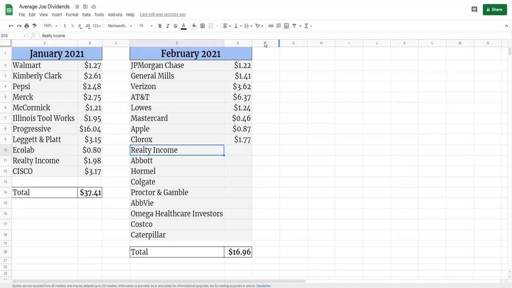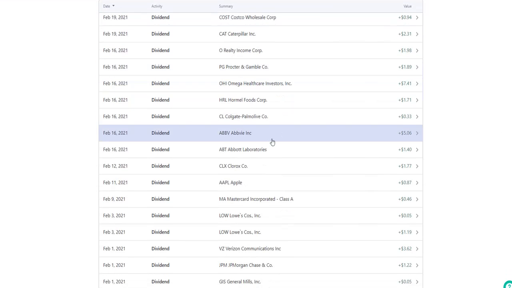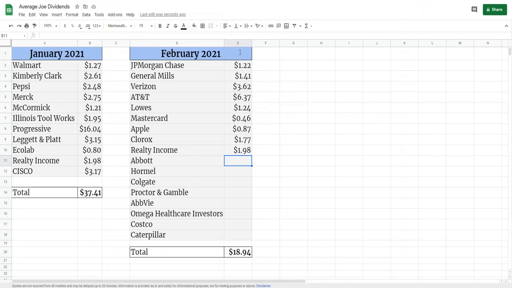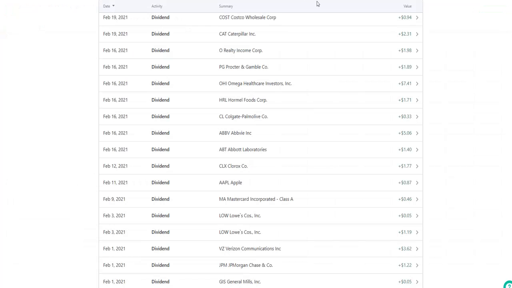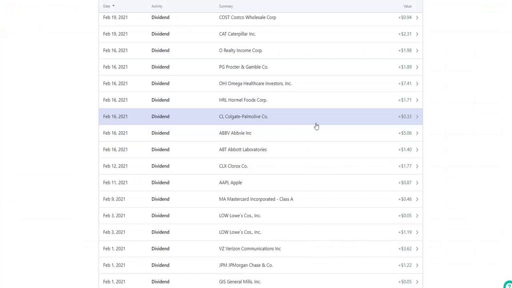$1.98. We've got Abbott, $1.40. Hormel, $1.71. Next up is Colgate, 33 cents.